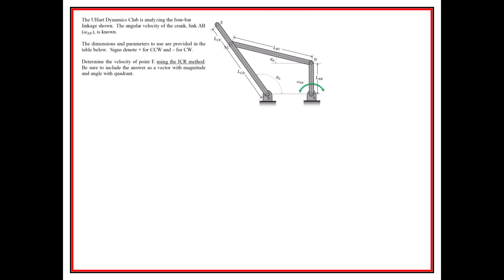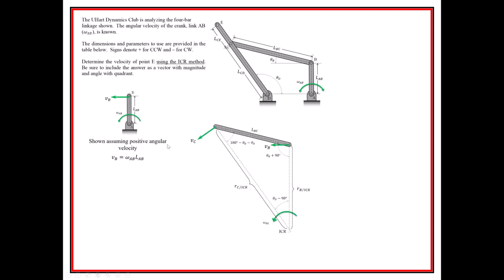For problem 2, this was to use the instantaneous center of rotation method. So we start off, we were given an angular velocity of omega on link AB. I'm drawing it as if it's positive, but you might have had a positive or a negative value right here. So we find that velocity of B with omega AB times LAB. And then we're going to use that over here.